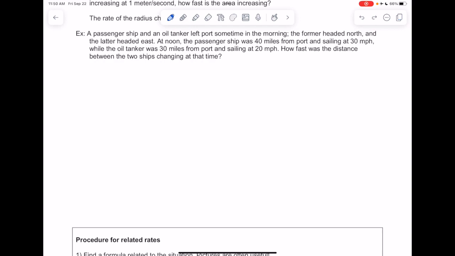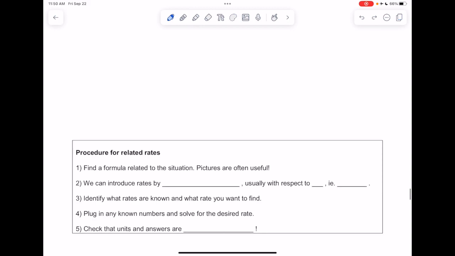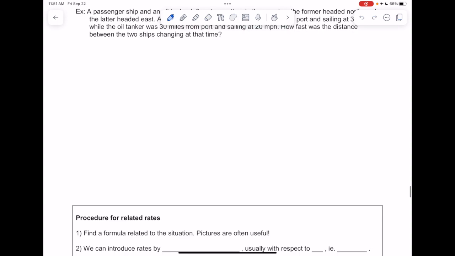So this is a pretty complicated process, and I think what I want to do with you is go ahead and show you the process down here first, and then we'll go back up and apply the process to this example. So the first thing you want to try and do is find a formula that's related to the situation, and pictures are often useful. So let's go ahead and take that step one and try and carry it out. Let's try and find a picture that illustrates everything that's going on.